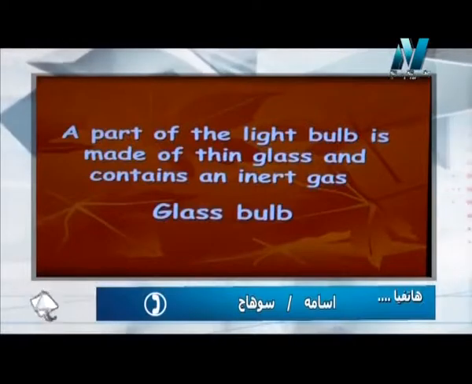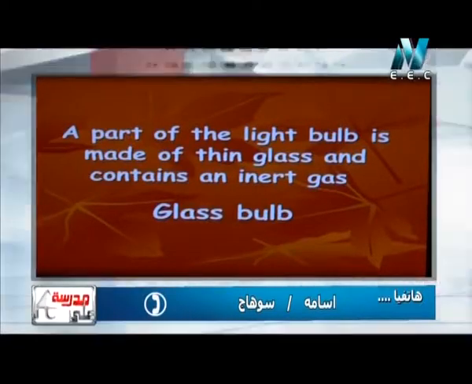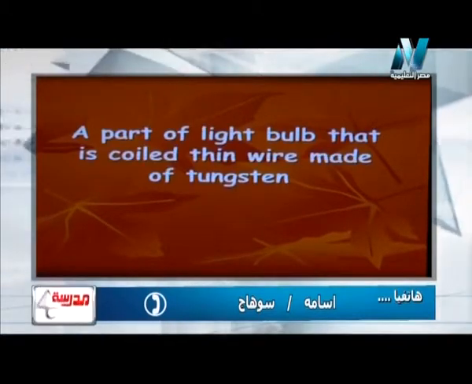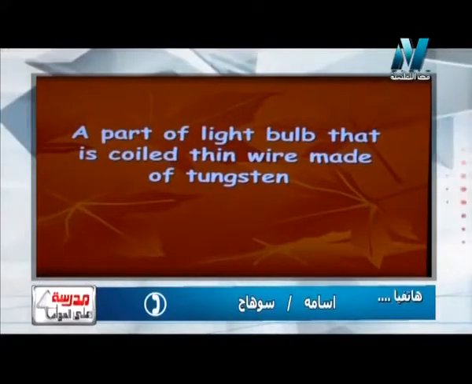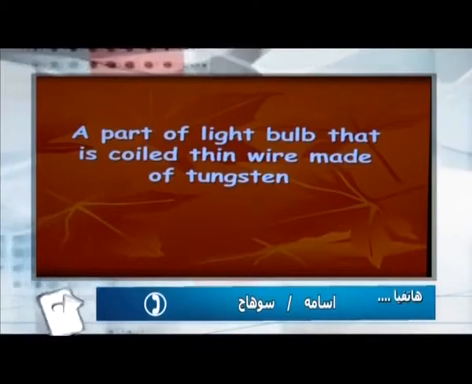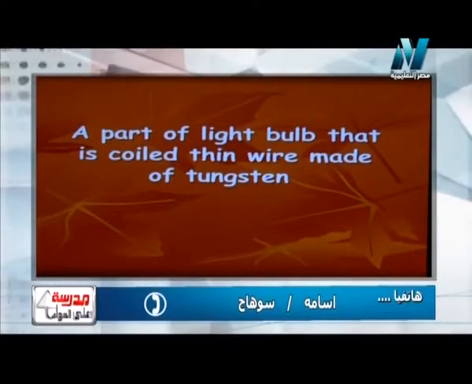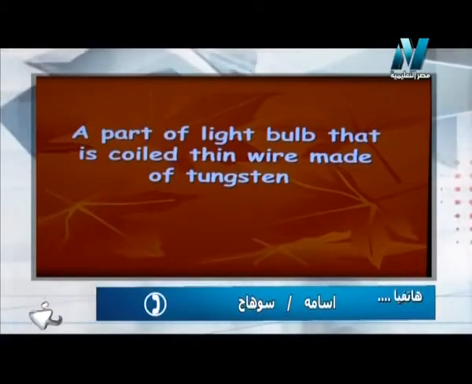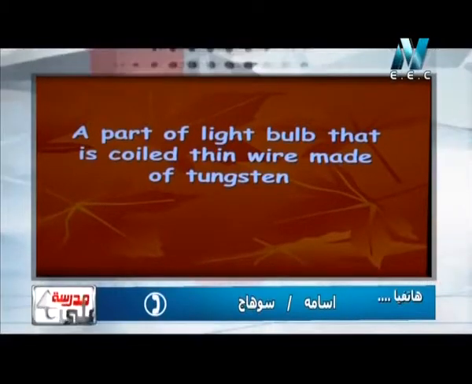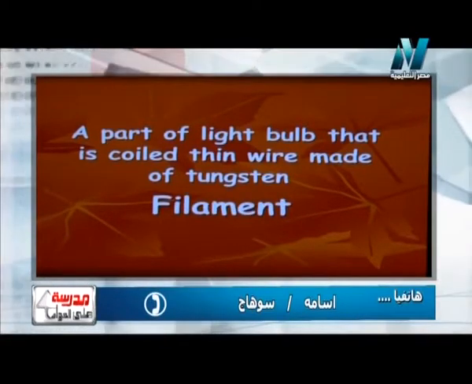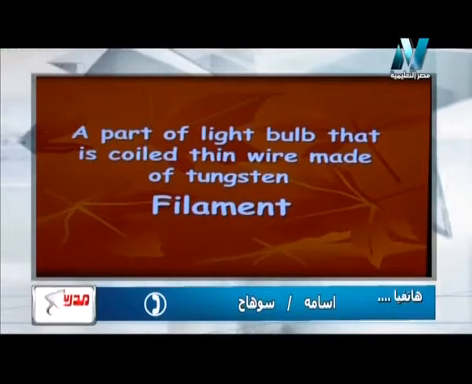Another question. A part of the light bulb that is a coiled thin wire made of tungsten. Filament, Osama, filament. A part of the light bulb that is a coiled thin wire made of tungsten is the filament.